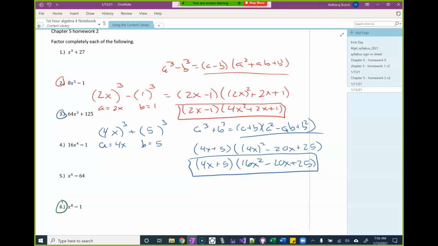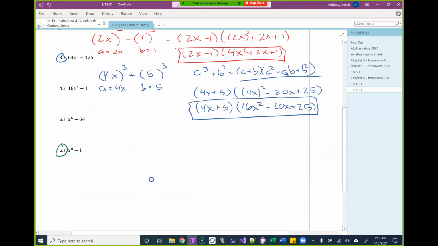So 6 we can do. So again, first thing we look for is the greatest common factor. Clearly here there's no greatest common factor. I notice it has two terms. The first thing I would look for is, is it a difference of two squares? Well, it's got an even exponent on the variable and a subtraction sign in between. So maybe I can rewrite this as something squared minus something squared.